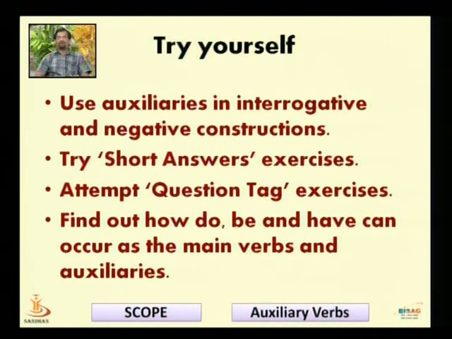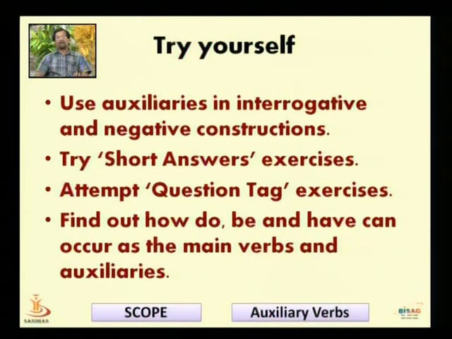Now, another type of exercise is to try short answers. For example, if I ask, have you finished your work? Instead of replying in full, you may say, yes, I have. This is the short answer. Now, have is used here just to denote the full action, that is finish. But we are not supposed to write the complete sentence when we want to reply in short. So try many sentences which are there in the interrogative form. Try to give short answers.